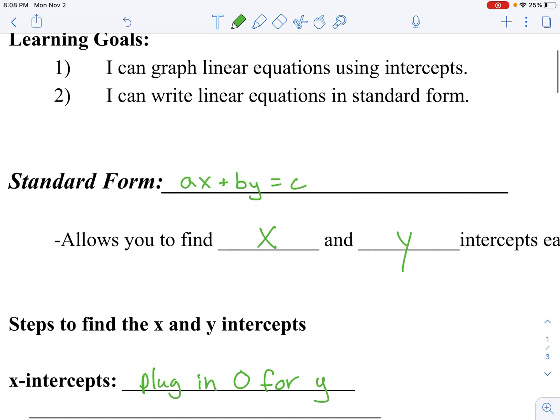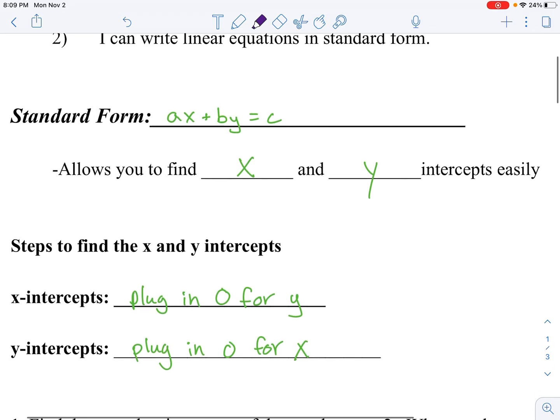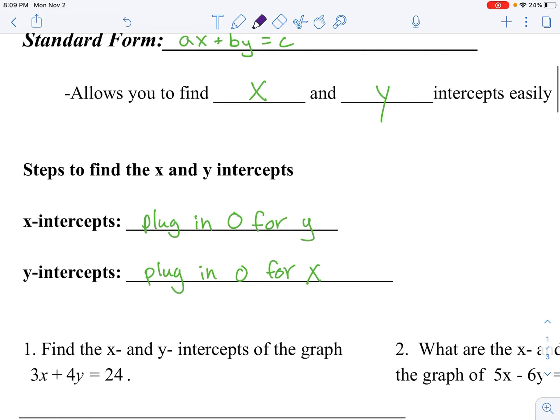So I already have our standard form written out. You're probably going to need to write this down on your note guide, or at least take notes on this here. But standard form, as you can see here, I've got it listed. AX plus BY equals C. It allows you to easily find your X and Y intercepts.